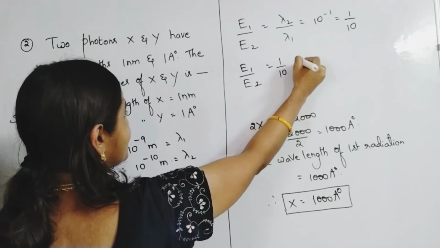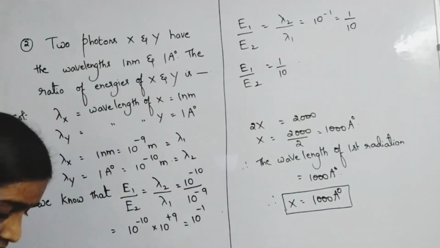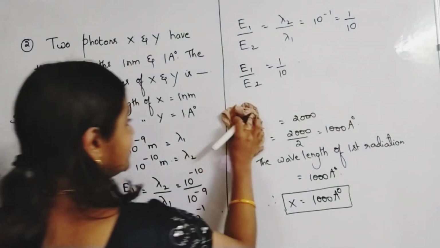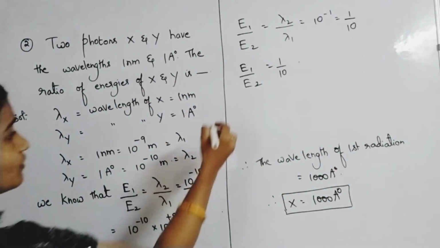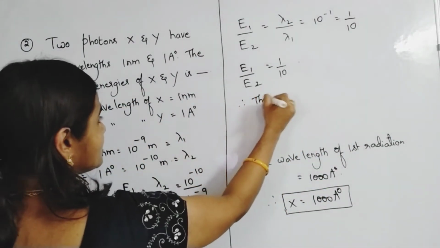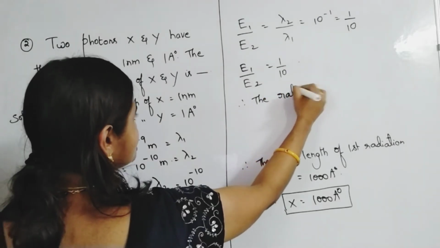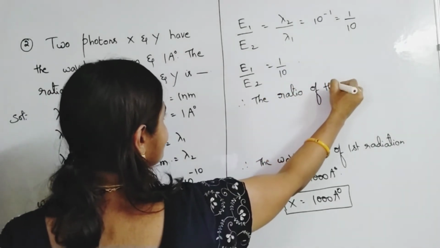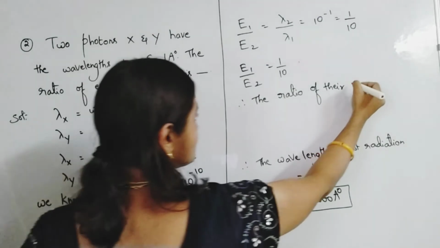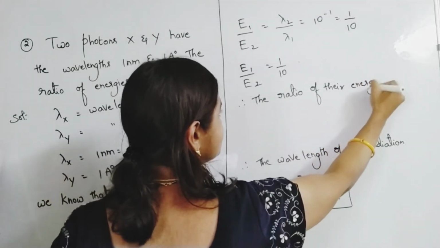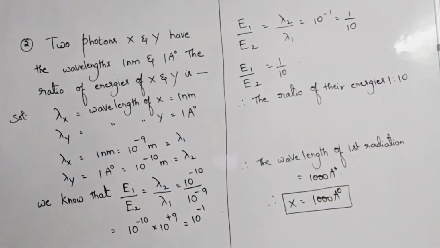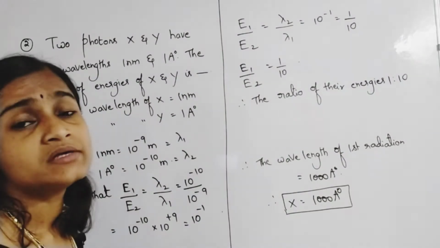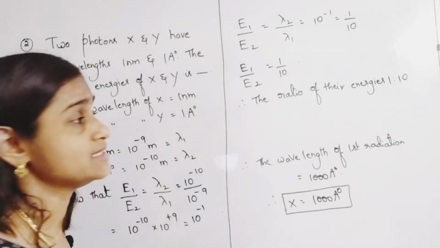So the ratio of energies is what? Here 1 and 2 are X and Y only. Therefore, the ratio of their energies is 1 is to 10. Now the ratio of their energies is 1 is to 10. So you have to calculate like this, right?